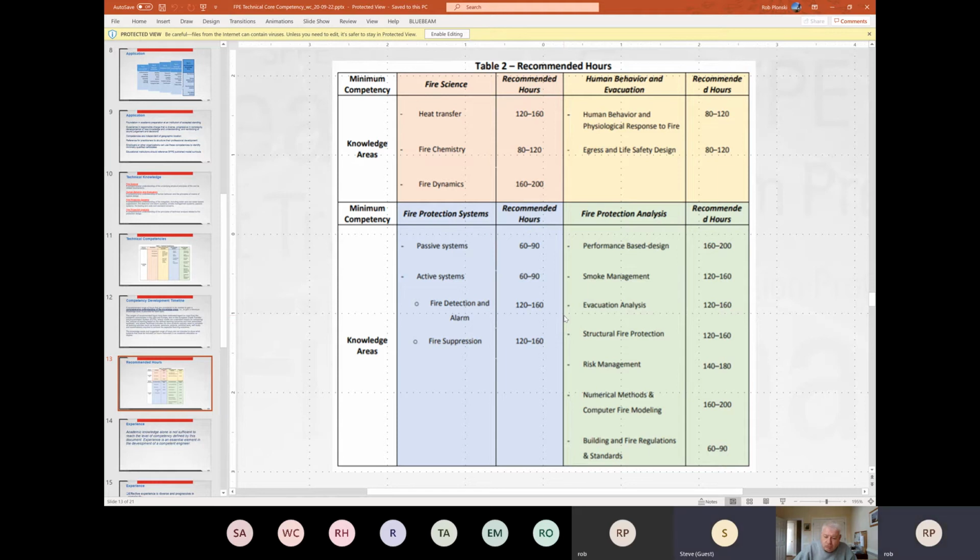Right. Will, that kind of ties into another question I had. If SFPE is saying this is the minimum core competency to practice fire protection engineering, that sounds a lot like the minimum core competencies and requirements to be a PE.